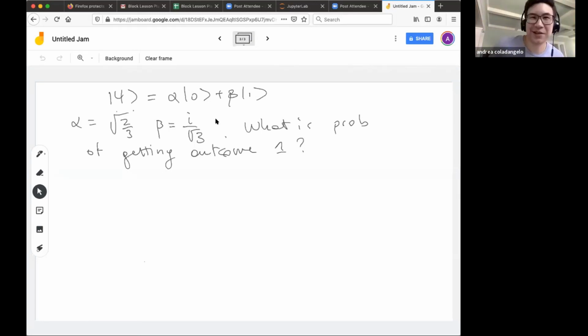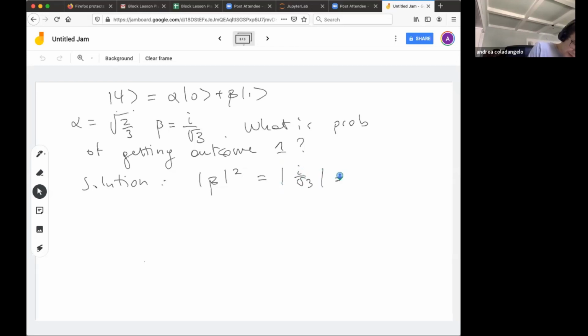Shriyan is saying 1/3. Lorraine, 1/3. Good. It's good to see that you all agree on this one. So the answer is simply the modulus of beta squared, which you can see by just looking: 1 over the square root of 3, squared, is 1/3.